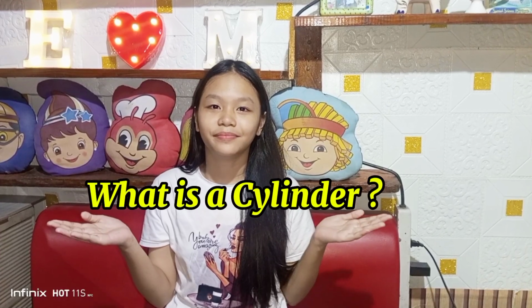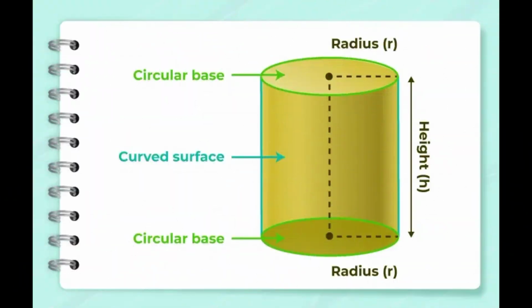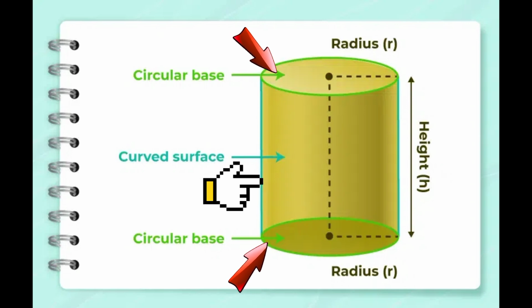In this video, I'm going to discuss the volume of a cylinder. Let us know first, what is a cylinder? A cylinder is a three-dimensional shape that features two parallel circular bases connected by a curved surface.